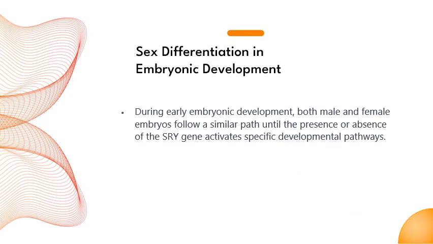So on this slide, we will talk about sex differentiation in embryonic development. During early embryonic development, both male and female embryos follow a similar path until the presence or absence of the SRY gene activates specific developmental pathways. In the absence of the SRY gene, the gonadal ridges develop into ovaries and the individual develops as a female. The ovary produces estrogen and progesterone. In the presence of the SRY gene, the gonadal ridges develop into testes and the individual develops as a male.